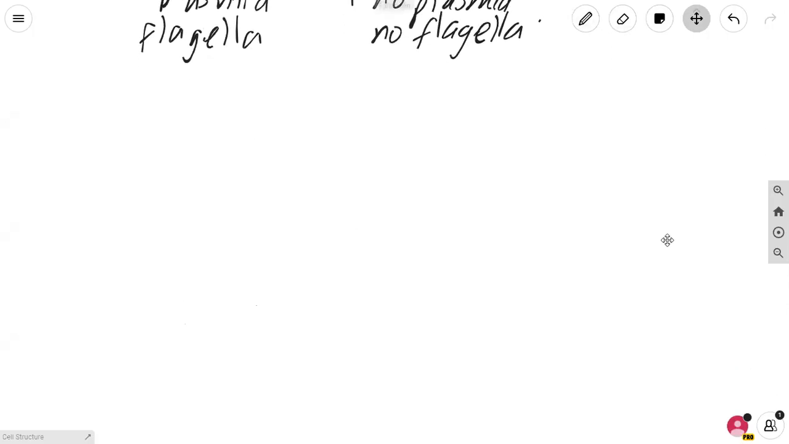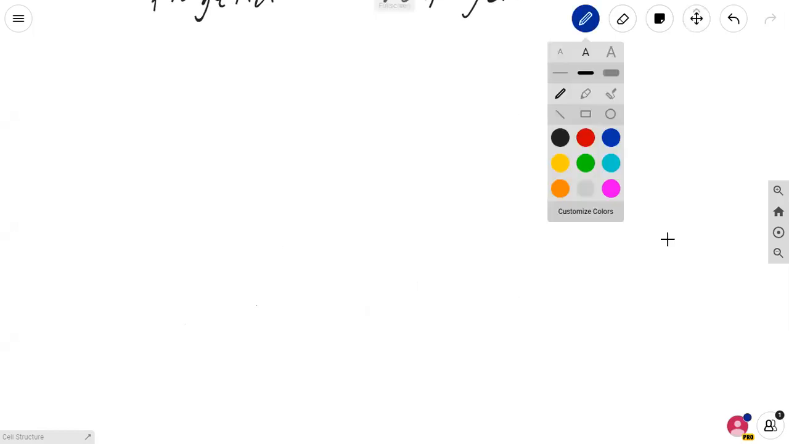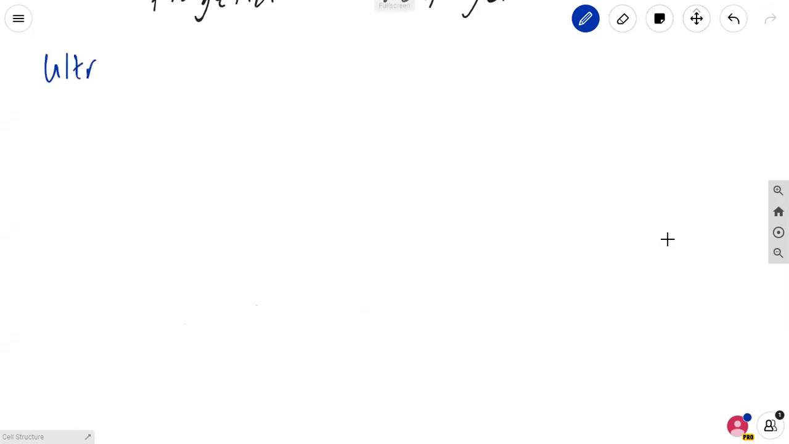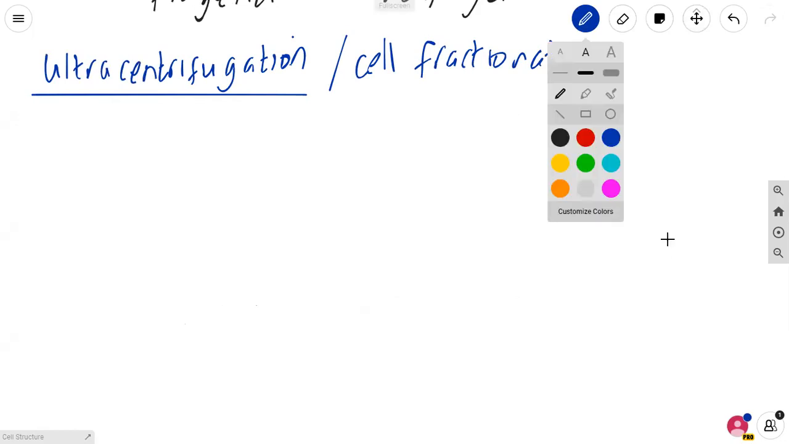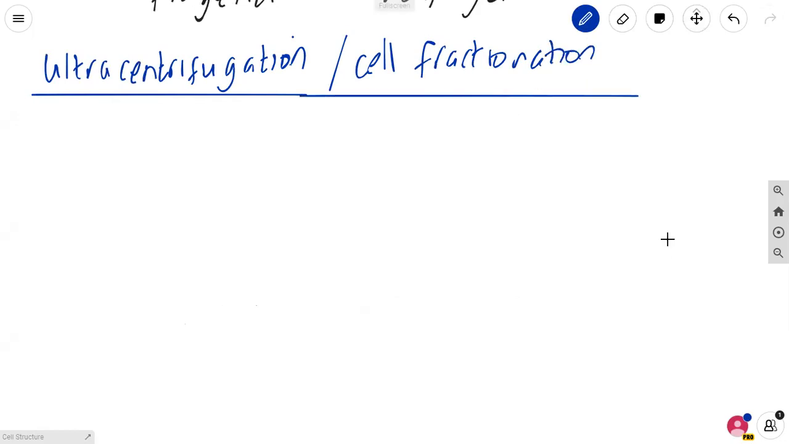So the last thing I want to talk about is how we study the cells, and that is the process of ultracentrifugation. Centrifuge is spinning. Ultracentrifugation, because we're going to spin it really fast. Also called cell fractionation. The same thing. Describes the same thing completely. So, first thing you're going to do is take your tissue, whatever cells you're going to be extracting your organelles from. So it could be leaf, as an example.